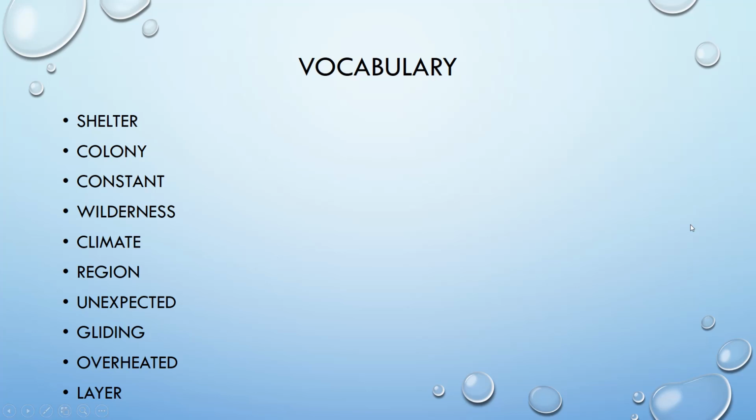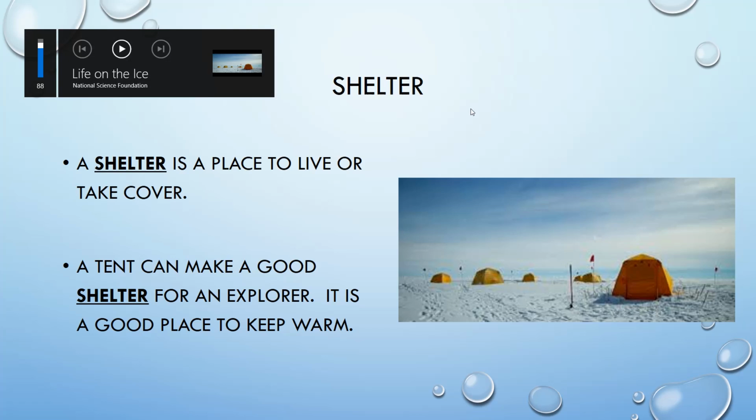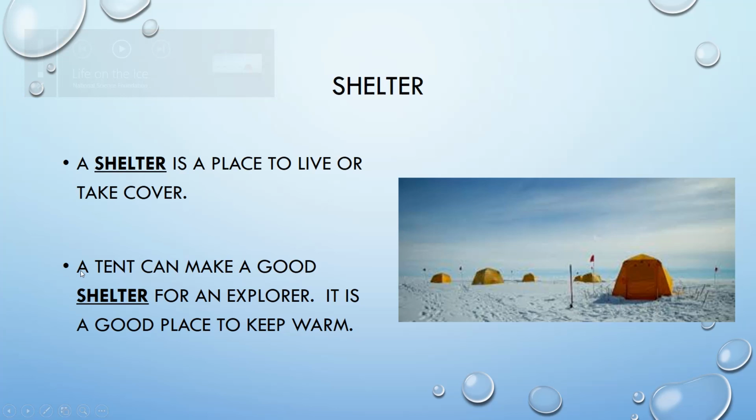Our vocabulary words are shelter, colony, constant, wilderness, climate, region, unexpected, gliding, overheated, and layer. First word is shelter. Good, shelter. A shelter is a place to live or take cover. A tent can make a good shelter for an explorer. It is a good place to keep warm. So this right here shows a cold environment, and they've used a tent for a shelter.